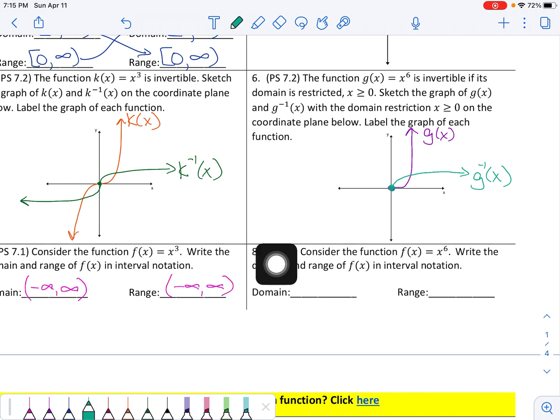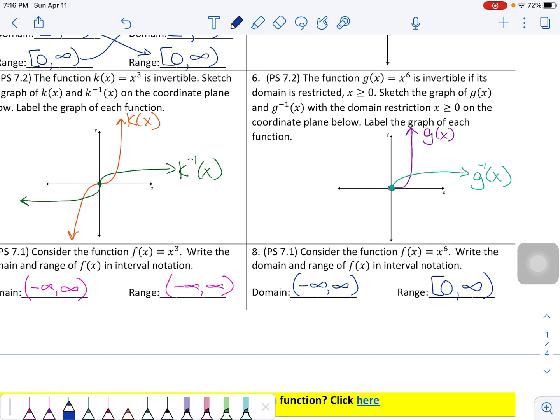And now we're going to consider this function, write the domain and range. Now, one thing to be careful about for this f of x problem here, for problem number 8, there is nothing here that says the domain is restricted. So just be aware of that. So for x to the 6th, the normal domain is all possible values of x, so negative infinity to infinity. The range for x to the 6th, the lowest value that we can get for y is 0, and everything else is positive.